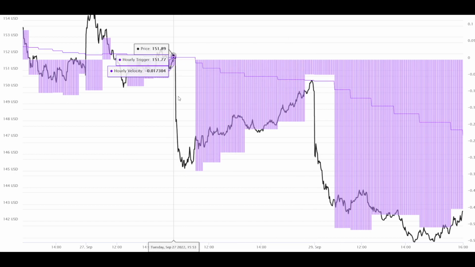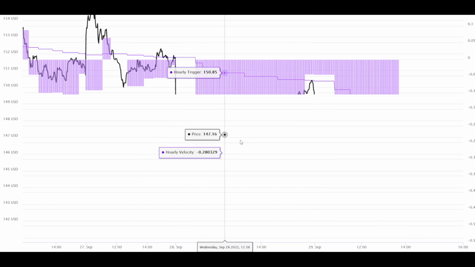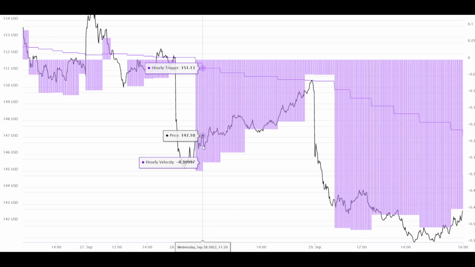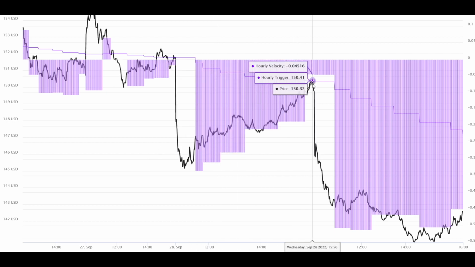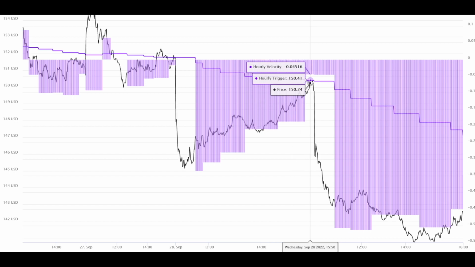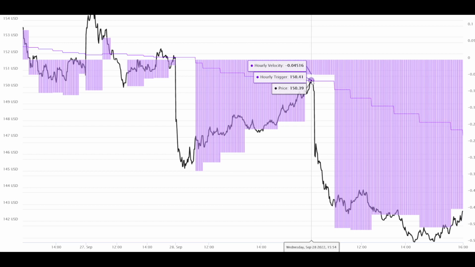Okay, so here, a perfect example of the hourly trigger doing what the hourly trigger does. So price sells down, we have negative hourly velocity. We have really powerful negative hourly velocity, -3.0, and then price comes to attack this hourly trigger right here. Now you can automatically sell this, and when you do sell this, you can keep a stop loss right above the hourly trigger. So in this example, the hourly trigger is at 140.41, right?